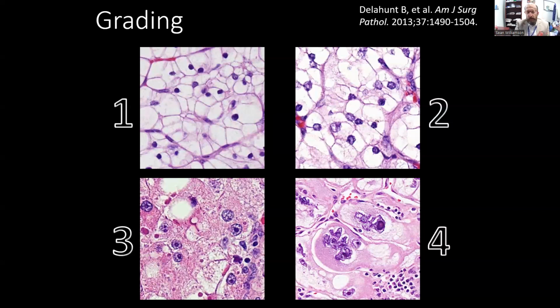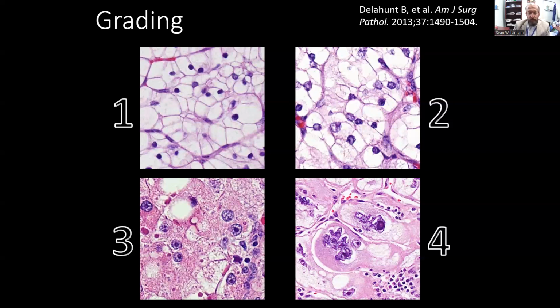So in general, grading is just a representation of how close the cell nuclei look to normal. And the bigger and the more varied they get, we consider that of higher grade. So this is used as sort of a marker to try to predict how a tumor is going to behave. In general, a tumor that has the lowest grade, grade 1 or grade 2, is less likely to behave aggressively or metastasize than a tumor that's grade 3 or grade 4.